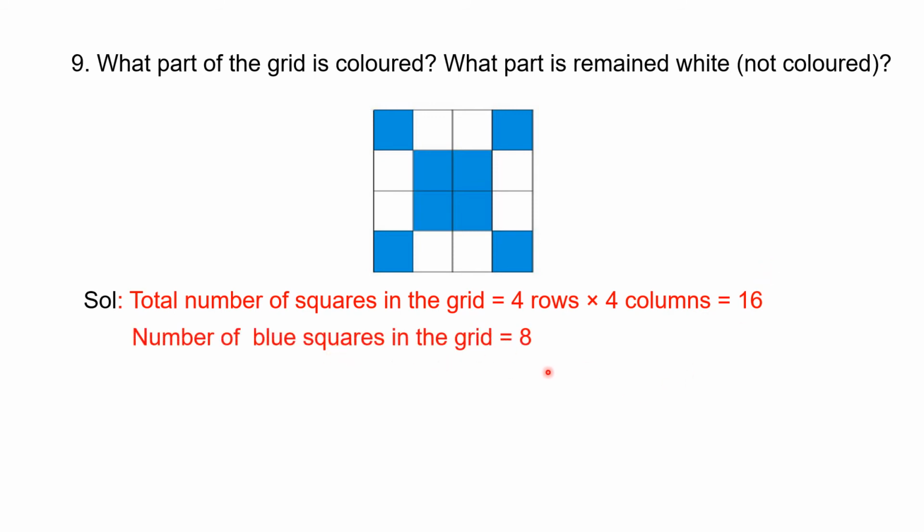Number of blue squares in the grid. You can count the number of blue squares. 1, 2, 3, 4, 5, 6, 7, 8. Number of white squares in the grid. That is 1, 2, 3, 4, 5, 6, 7, 8. That is 8.